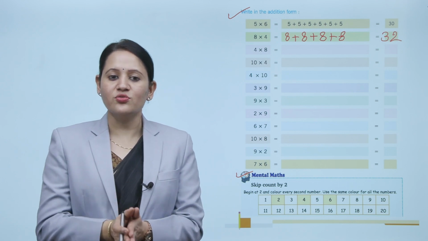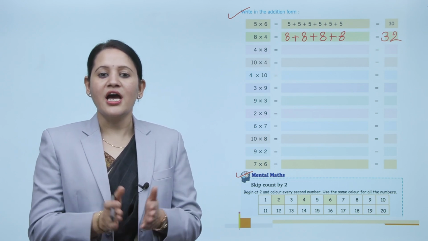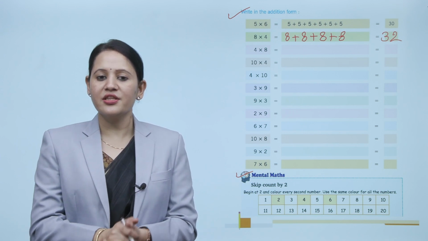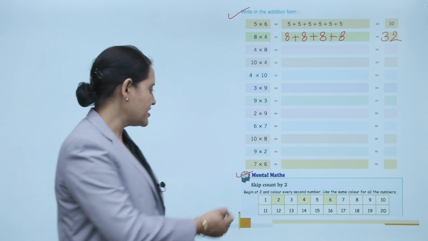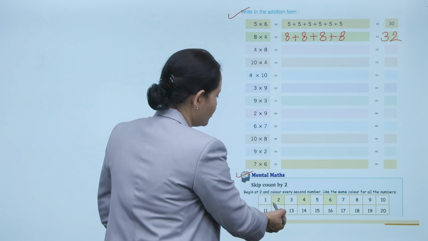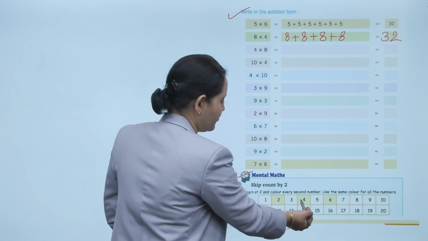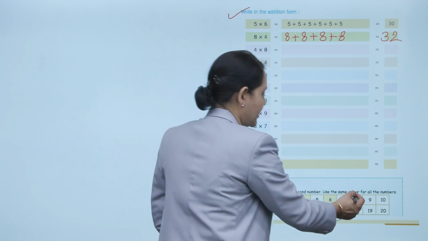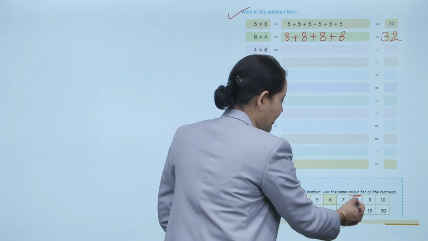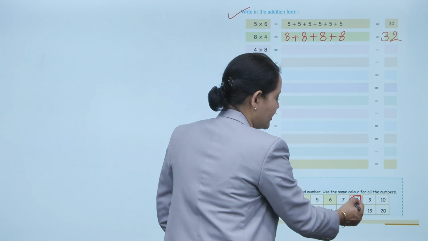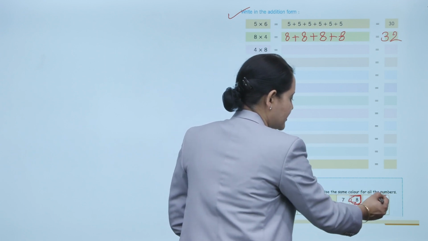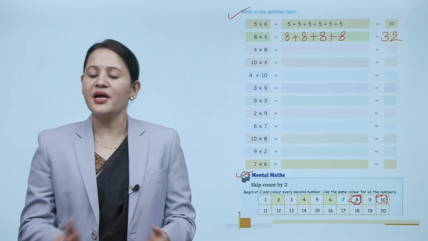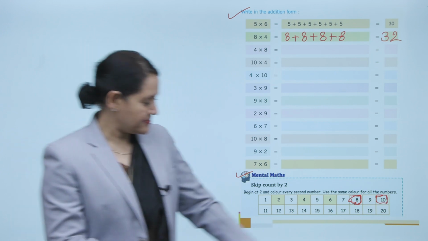Skip count by 2's. Begin at 2 and color every second number. Use some color for all the numbers. So here skip counting by 2's: 2, after that 4, then we skip 5 and go to 6, then skip 7 and go to 8. Then skip 9, 10. Like this we'll do the skip counting by 2's and color the numbers.